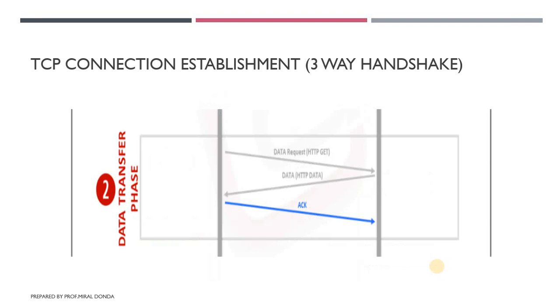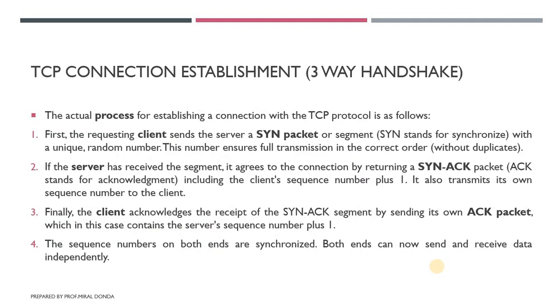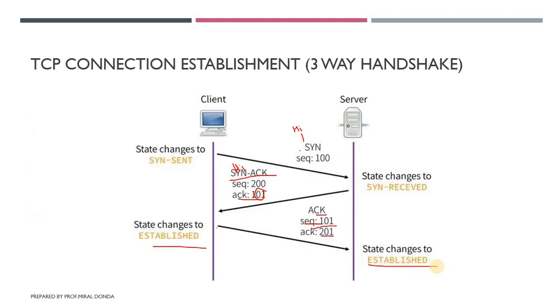So this is how the connection was established. Now the sequence number on both ends is synchronized. Both ends can now send and receive data independently. So now the handshake process is complete. We can say that if both sides' state is changing to established, then the connection was established, and now both client and server can communicate with each other. This is the first step.